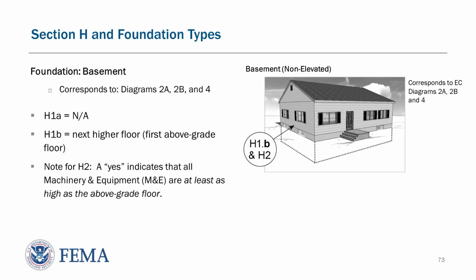For buildings that have a basement, that's diagrams 2A, 2B, and 4, remember the 3 rules. Enter the first floor height in H1B. That's the first floor that's at or above grade. Leave H1A blank because it doesn't apply for basements. You can see on the illustration in the instructions that there's no arrow for H1A to remind you not to write anything in that field. For H2, a yes indicates that all machinery is at least as high as the above grade floor.